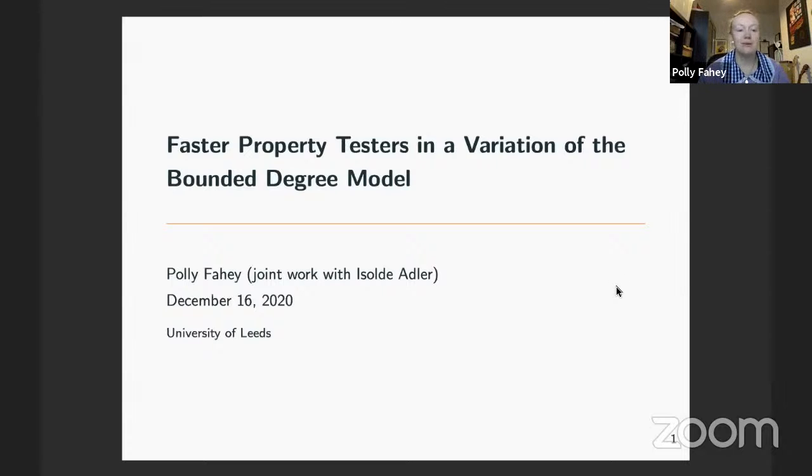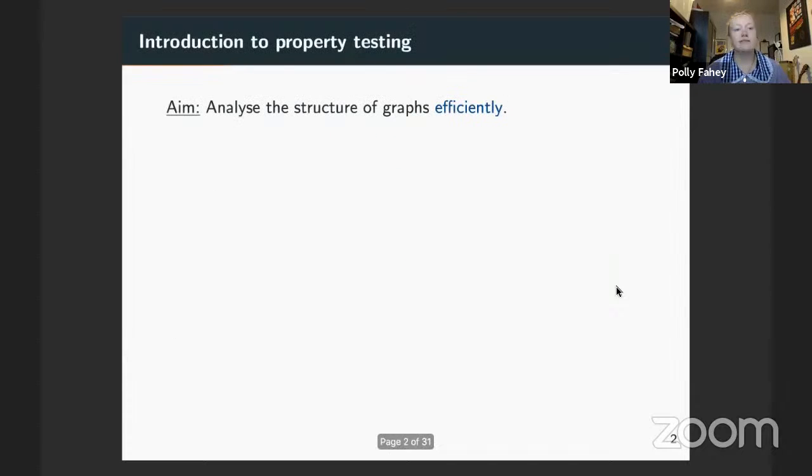Thank you. So in our paper, we introduce a new property testing model, which is a variation of the bounded degree model. So I'll just give you a bit of an overview of this model and some results in this model today. So before I start, let me just give you an introduction to property testing in case you're not familiar. So our aim is to analyze the structure of graphs efficiently. So we might want to try and find out if a given graph has some global property or not. So is it connected or is it disconnected? And of course, we want to do this as quickly and as efficiently as we can.